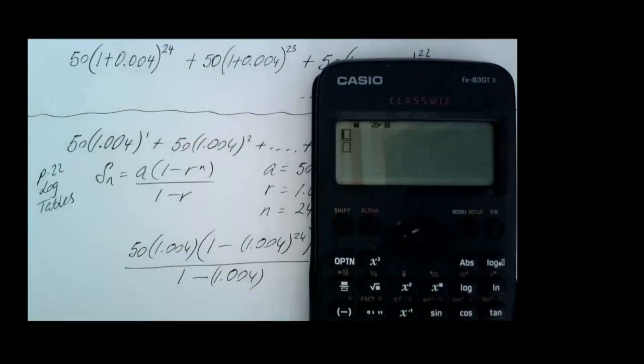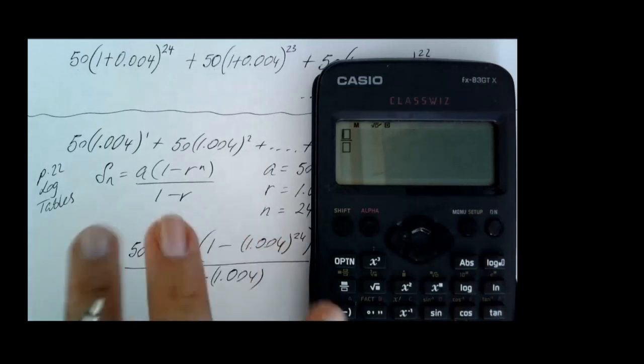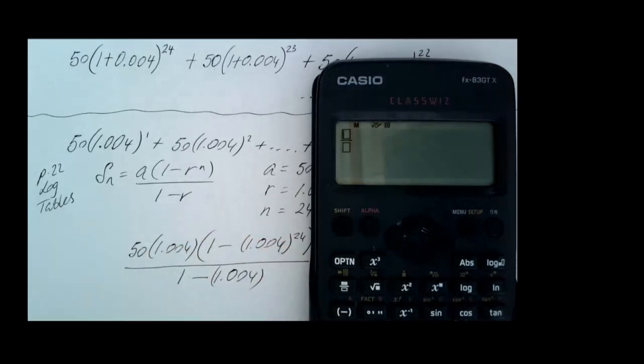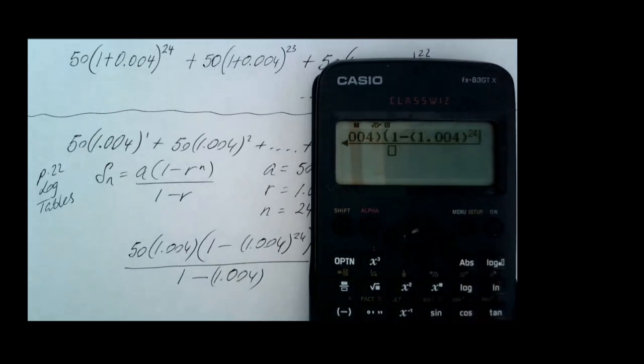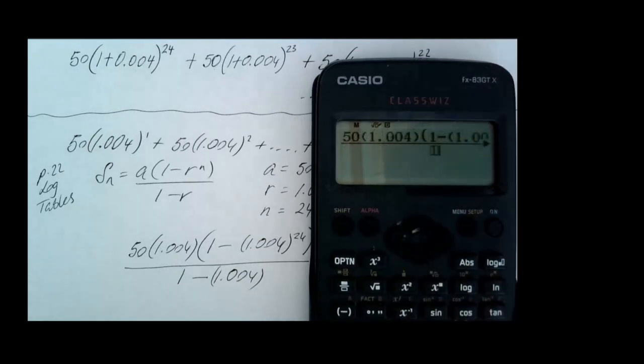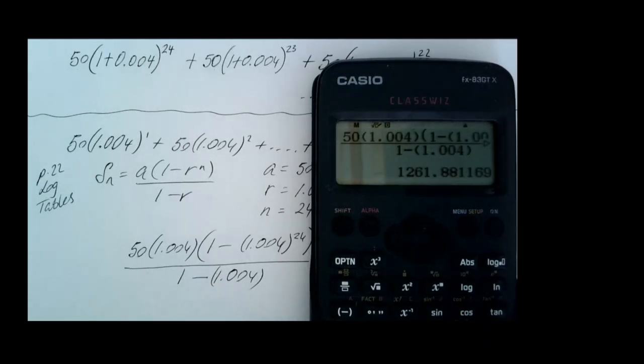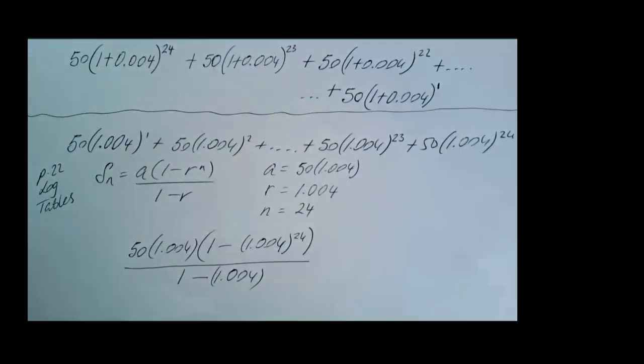All right, so get your fraction button up and just be very careful. There's a lot of brackets here, there's powers and everything to put in. So just be very, very careful of what you're doing. I'm going to type it in exactly the way I have it. Take your time. And we're getting 1,261 and 88 cent.